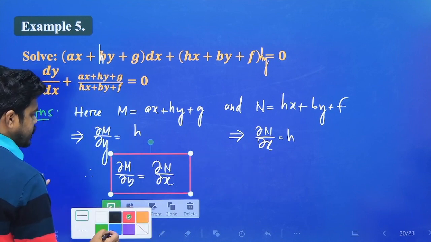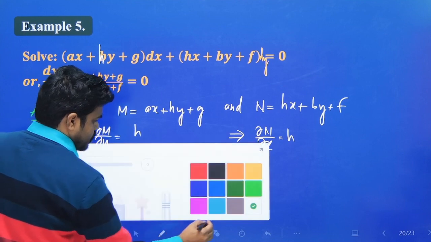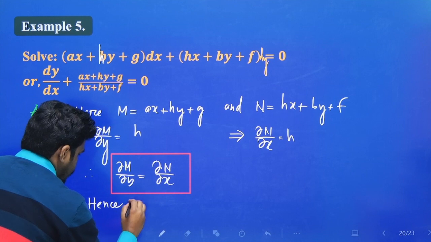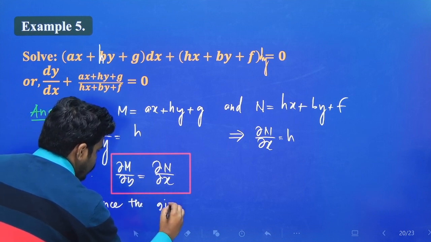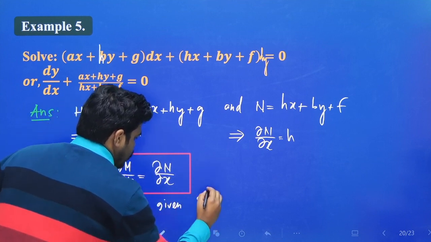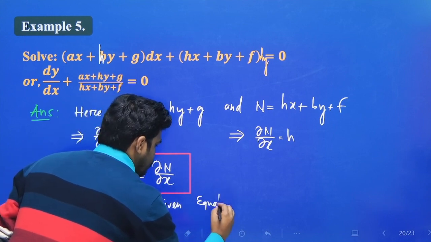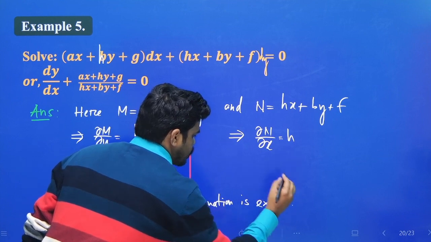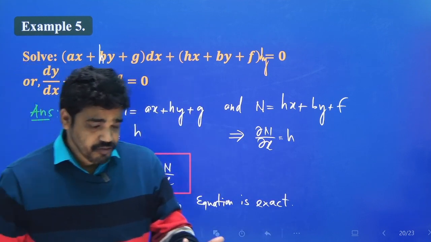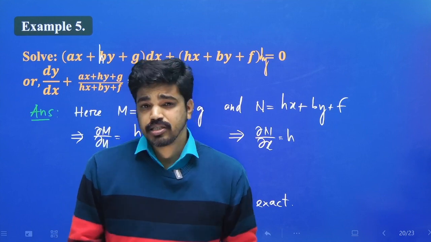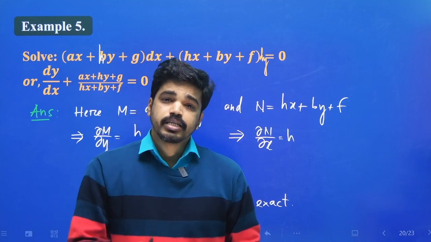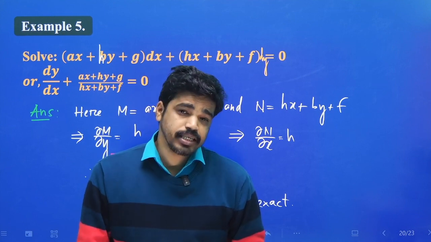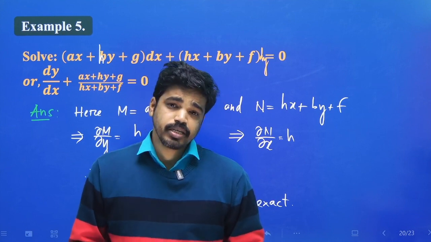So the given equation is exact. If a differential equation is exact, what is the solution? The solution will be the integration of M dx treating y as constant, plus the integration of terms in N not containing x, into dy, is equal to c. What is c? C is an arbitrary constant.